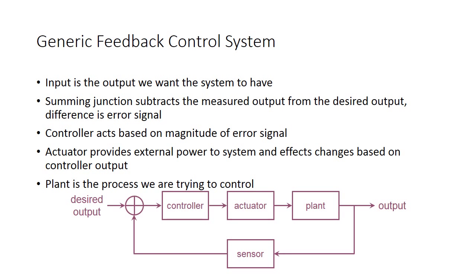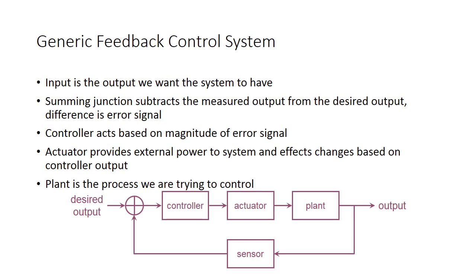Okay, we're looking at a generic feedback control system. Input is the output we want the system to have. The summing junction subtracts the measured output from the desired output. The difference is the error signal. The controller acts based on the magnitude of the error signal. The actuator provides external power to the system. The effect changes based on controller output. The plant is the process we are trying to control.